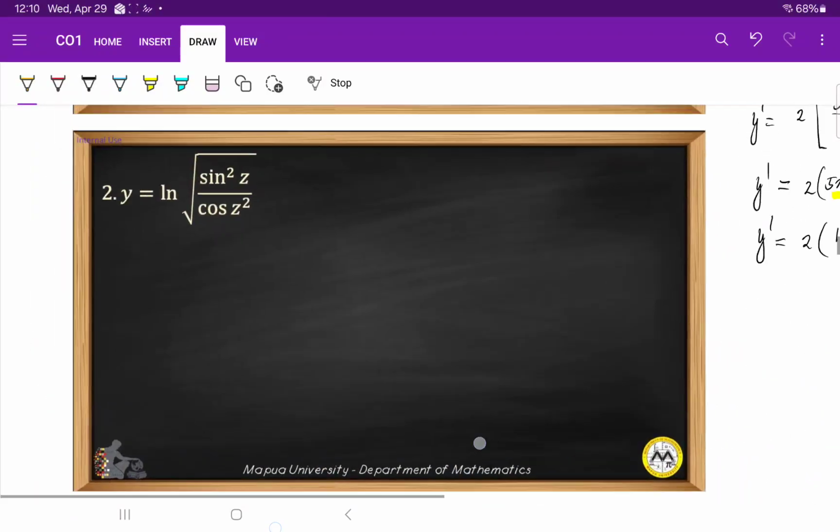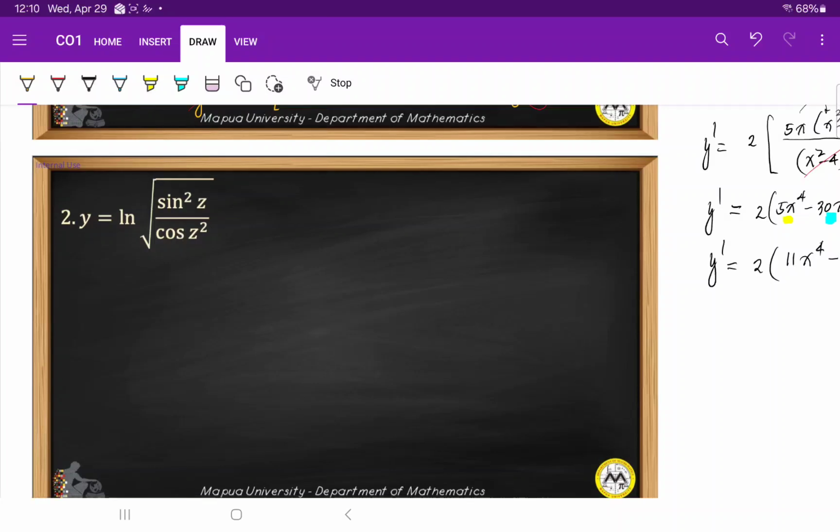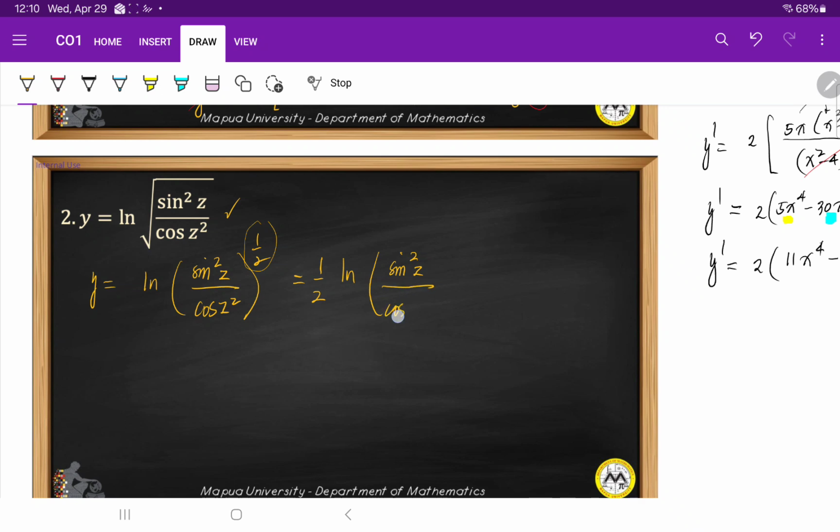Then we go back to this one. For this problem here, we can apply logarithmic differentiation, or we may not apply logarithmic differentiation. Because look, if you simplify the right side, this gives you what? Ln of sine square z over cosine of z square raised to the 1/2. Then we can bring this down so that it becomes 1/2 ln of sine square z over cosine of z square.